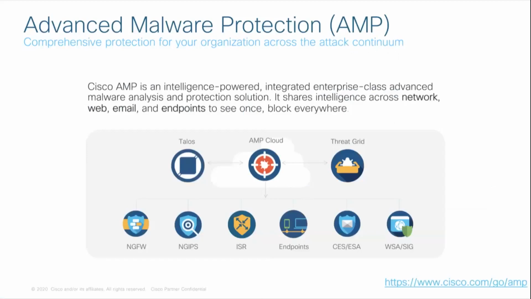To begin with, we're going to start with an overview as we did for the previous products. So we're going to do a brief nutshell of AMP. As you know, Cisco AMP is an intelligence-powered, integrated, enterprise-class advanced malware analysis and protection solution. It shares intelligence across network, web, email, and endpoints to see once and block everywhere. So here there's a concept that we usually call AMP Everywhere. And AMP Everywhere represents three major categories. One of them is AMP for Endpoints, which we'll see on the next slide. We also have the capability of AMP for Networks, as it covers Meraki, ISR routers, firewalls, FTDs, and more. And we also have AMP for Email and Web that covers ESA, CES, WSA, and Umbrella.